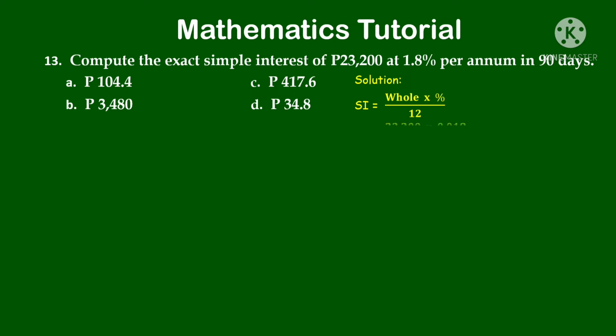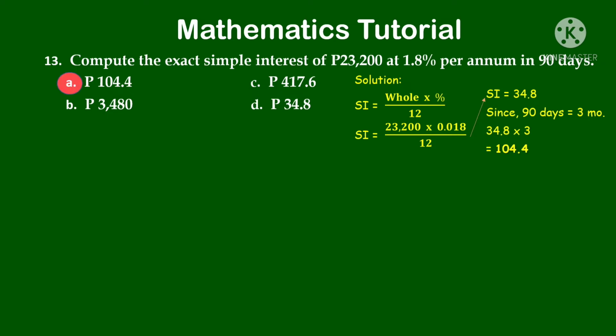Okay. So the whole here is 23,200 times the 1.8%. So 1.8%, if we are going to put it in a decimal form, we have 0.018. Then divide it by 12, we got the simple interest of 34.8. Then since it is in 90 days, multiply that simple interest times the 3 months, which is the 90 days, that is 104.4. The correct answer for that is letter A.